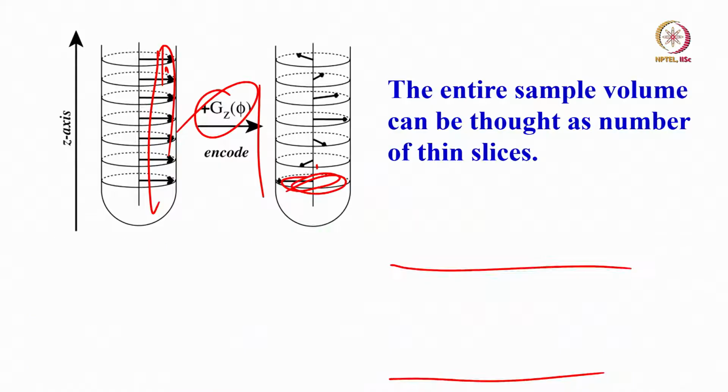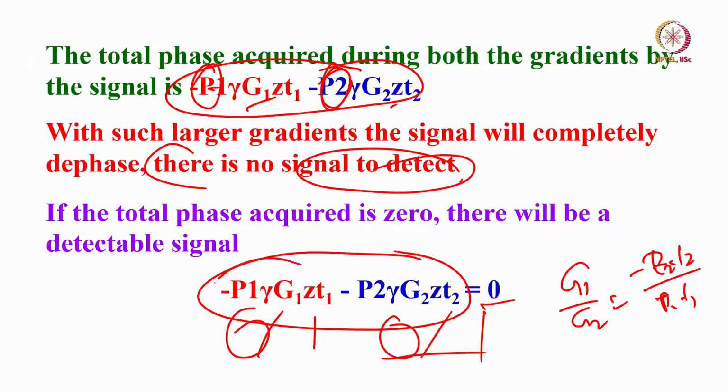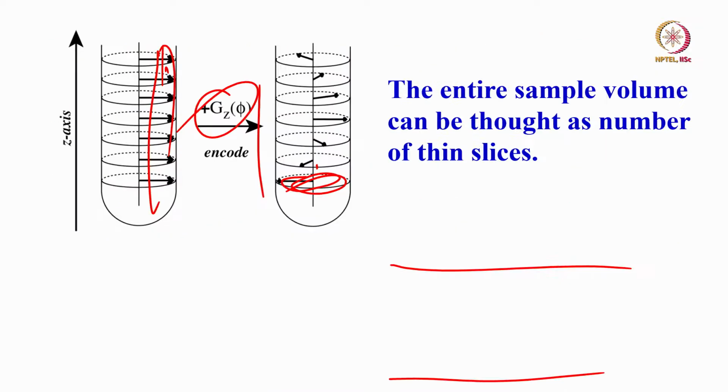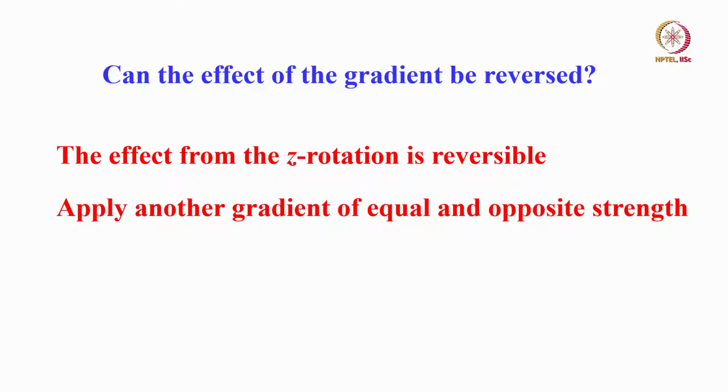What happens if the total phase is non-zero? We saw that if it is non-zero, then the complete signal will be decaying. The phase acquired is P1 into gamma into G1z into T, and P2 is similar. If you take the sum and it is non-zero, there is a complete dephasing. On the other hand, if the sum of the total phase acquired by P1 and P2 during G1 and G2 is 0, then whatever is dephased can be completely rephased. That is what we discussed.